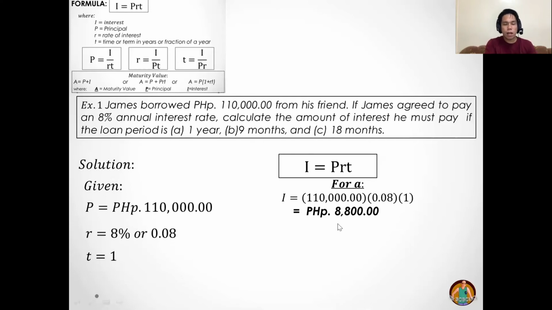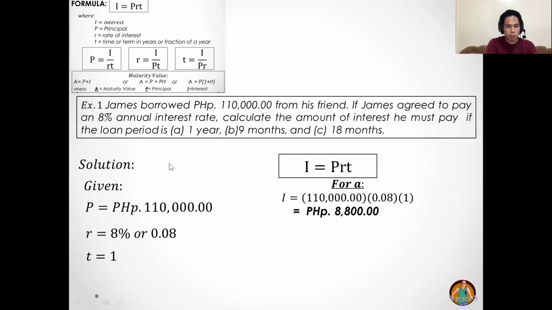So, meaning, your 110,000 will have 8,800 interest for 1 year with 8%. Okay? So, magkakaroon ka ng 8,800. Okay? Let's solve for B naman.